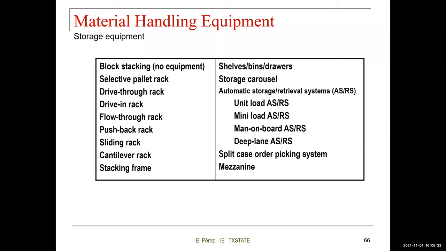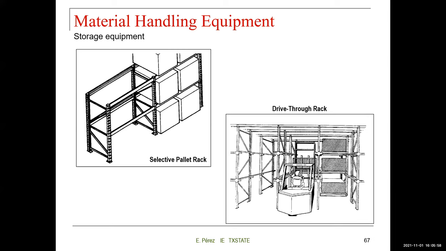Some different types of storage equipment: selective pallet rack, drive-through rack, driving rack, flow-through rack, pushback rack, sliding rack, cantilever rack, stacking frame, shelves, storage carousel, automatic storage retrieval systems, which are becoming very popular now, split case order picking system, and a mezzanine. So here are some examples of pallet rack systems. Again, these are pretty common in warehouses. The idea is that you can store as much product as possible within the area, but also allow space for movement. As you can see here, the rack is taking most of the space, but you still have some space for letting the forklift go inside those little eyes.